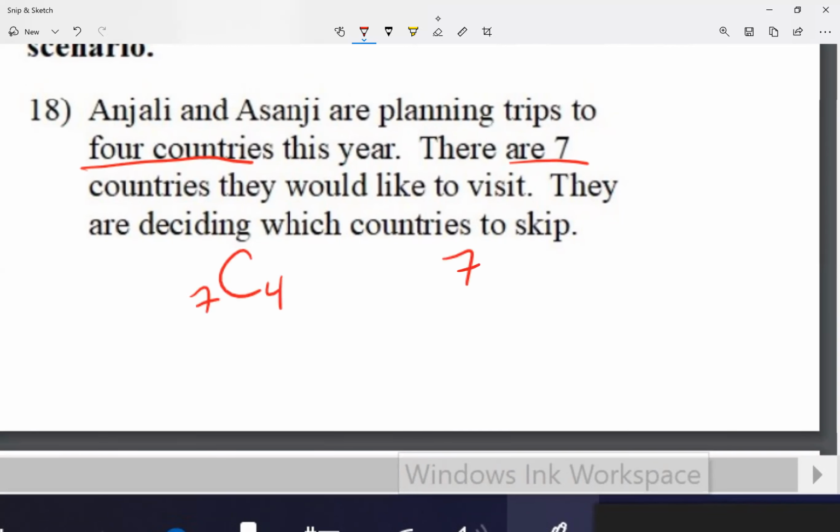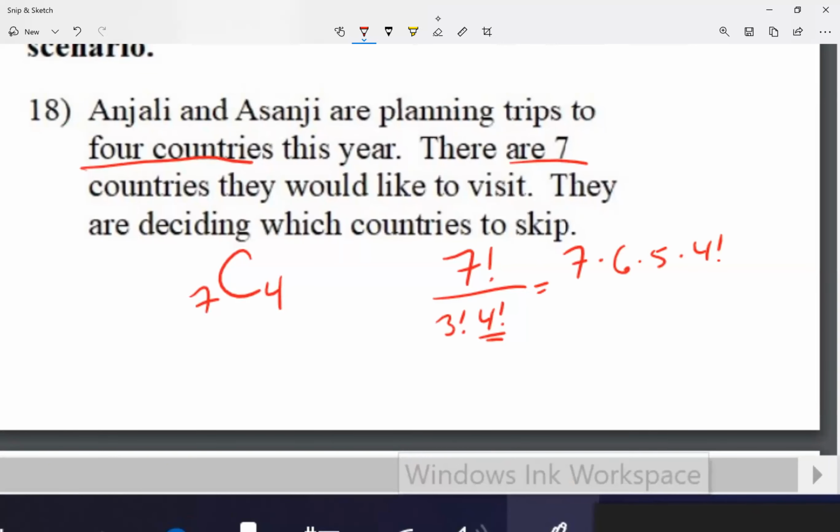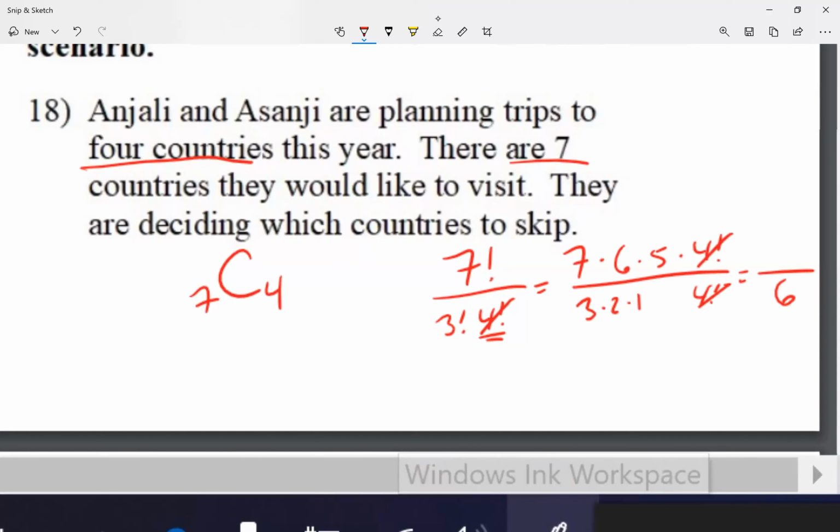So this gives me 7 factorial over 3 factorial, and then there's a 4 factorial at the bottom. The biggest factorial is 4. So on the top, I'm going to stop at the 4. So 7 times 6 times 5 times 4 factorial, because there's a 4 factorial at the bottom and they cancel out. At the bottom, I still have 3 times 2 times 1, which is 6. On the top, 7 times 6 times 5 is 210. 210 divided by 6 is equal to 35.